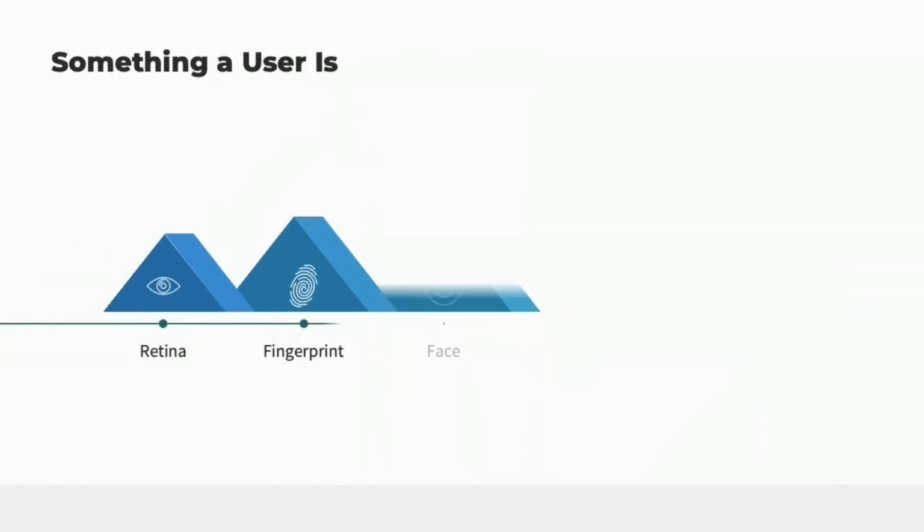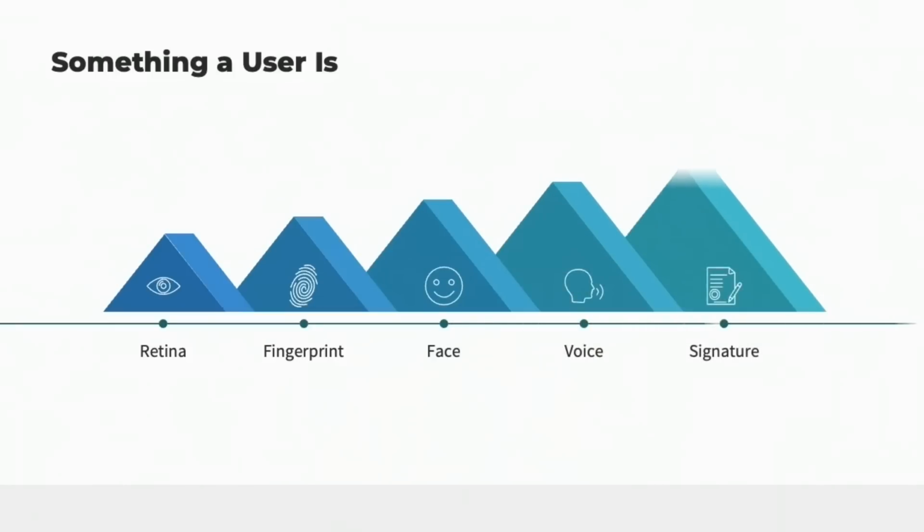Something a user is refers to physical attributes of the person in question and include their retinal pattern, their fingerprint, their face, voice, and/or signature. These factors are generally regarded as being unique to each person, and they remain relatively constant throughout our lives, so they're quite useful at affirming our identity. With the exception of the written signature, these factors are also commonly referred to as biometric data because they all refer to biological characteristics that can be used to aid in establishing our identity.